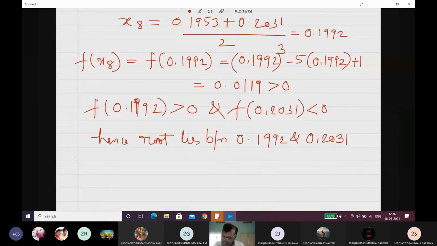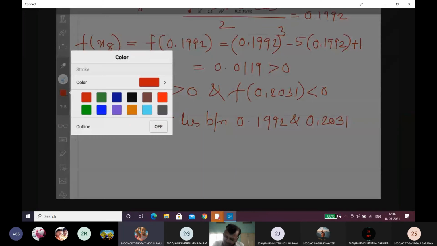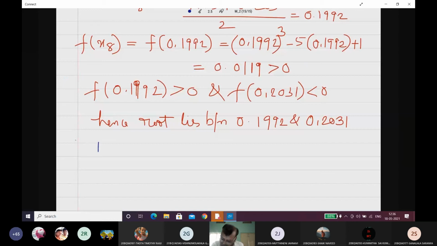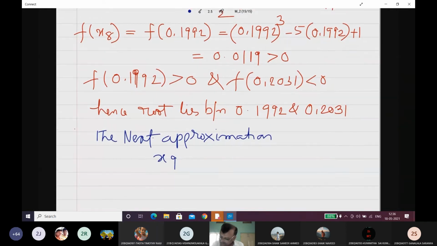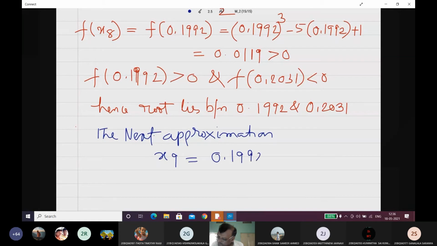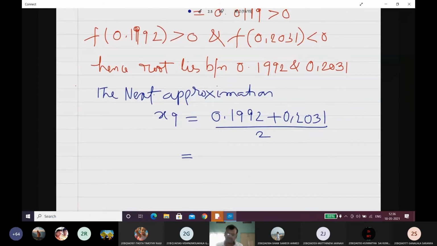Now the next approximation is x9. x9 is equal to 0.1992 plus 0.2031 by 2. What is it? We have come closer, the root lies between them. 0.20115. Now immediately we can find f of x9.